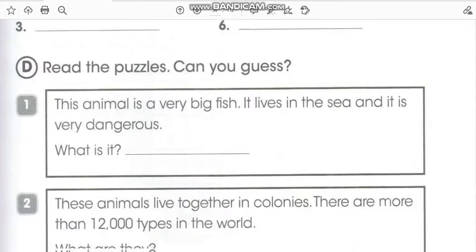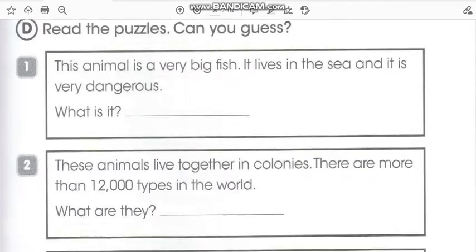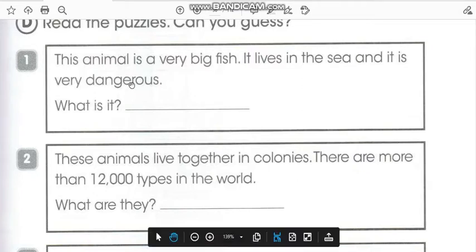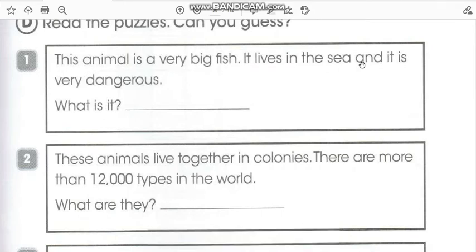Here we agreed that these questions come in the oral and written exam. These are important questions that come in the oral exam, like puzzles. You will read the question, or I can ask you the questions and you write the answers or say the answers. In question number 1 it says: this animal is a very big fish. It lives in the sea and it's very dangerous. What is it?